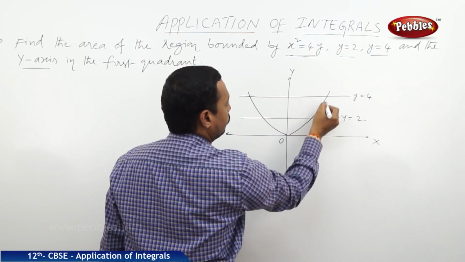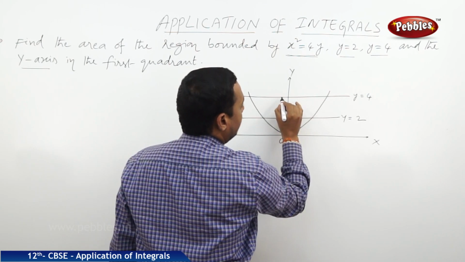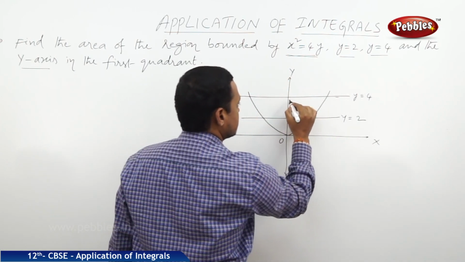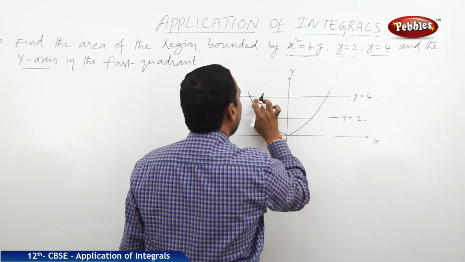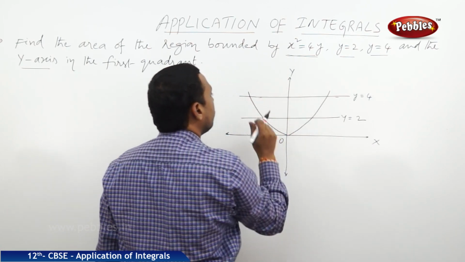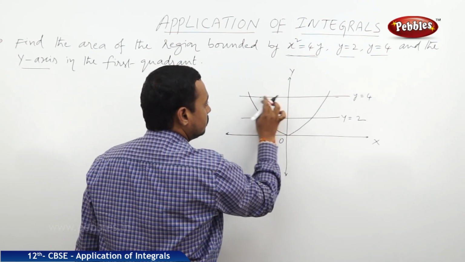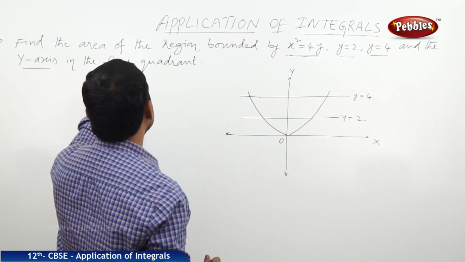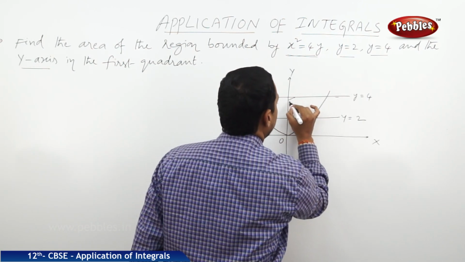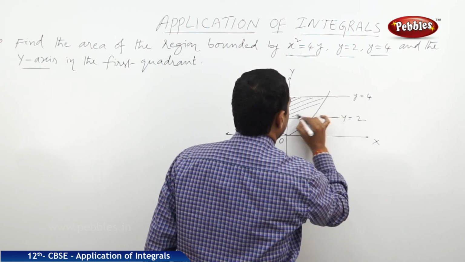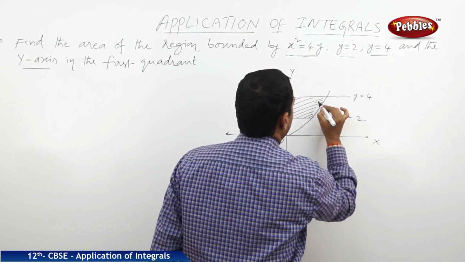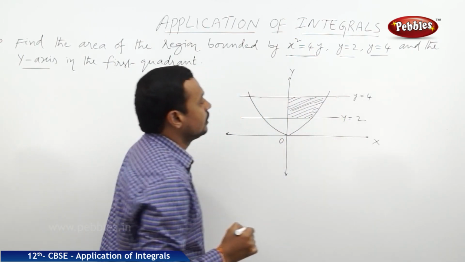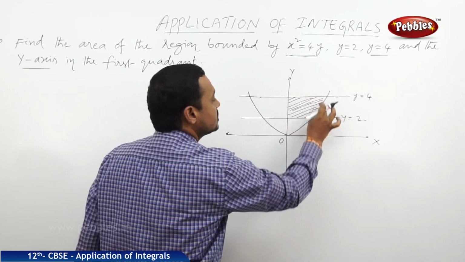Now what is the region bounded by the given curves? Now x square is equal to 4y, this is the curve, and within the limits y is equal to 2, y is equal to 4 and y axis. That means the area or the region bounded by the curves is this part. But here specially it is given that you just find area of the region in the first quadrant only. That means this part. Now this is the required part of the region. Now we have to find area of this region.